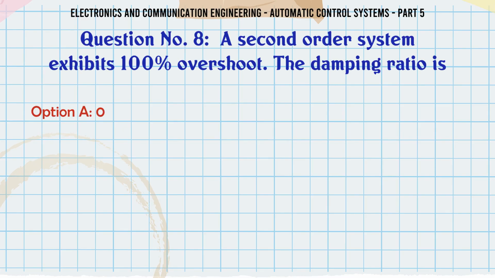A second-order system exhibits 100% overshoot. The damping ratio is A. 0, B. 1, C. 1, D. 1. The correct answer is 0.